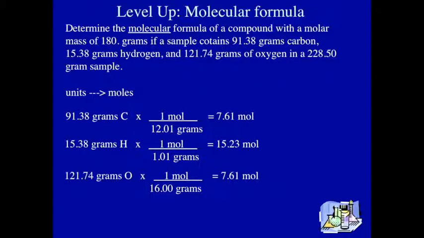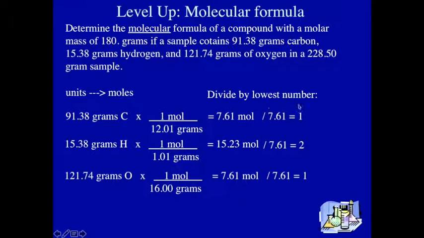So from there, I'm going to follow the same algorithm I've been doing. Divide by the lowest number, which means 7.61 gets divided by 7.61. I get 1, I get 2, I get 1. That means that my empirical formula is 1 carbon, 2 hydrogens, 1 oxygen. Now, if you really knew your organic, you might remember that this CH2O is the same molecular formula for formaldehyde.